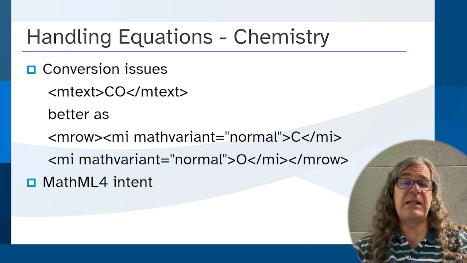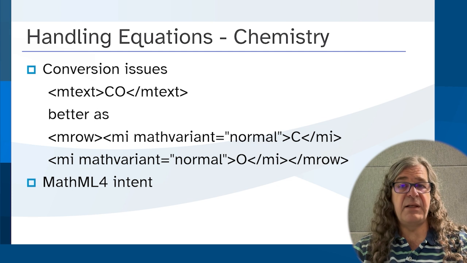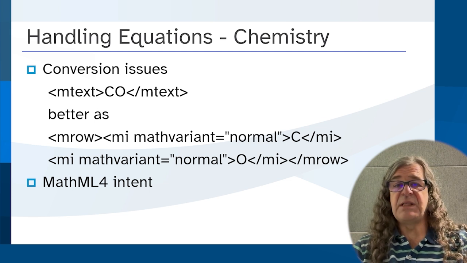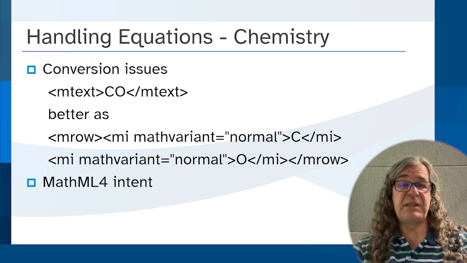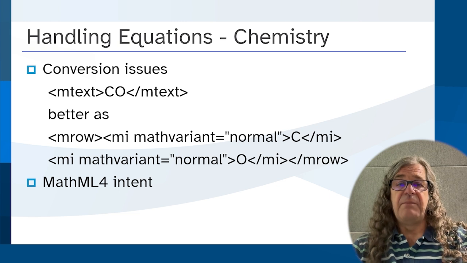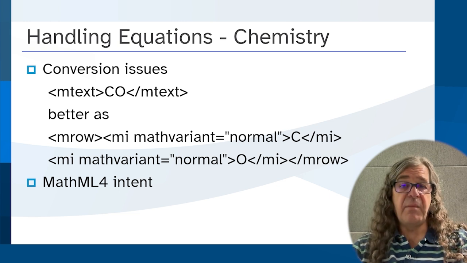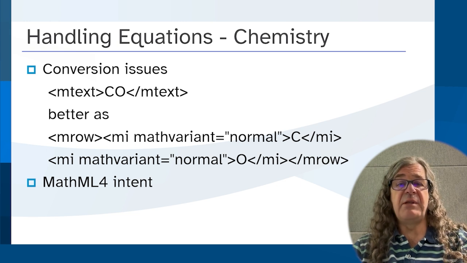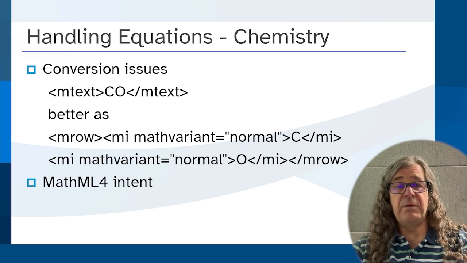Here we have the text CO for carbon monoxide. Most of the conversion systems will change this into two variables, C and O. In MathML, we consider it best to reset the C and O to MIs, and then use local formatting to make them Roman. Then group them together in an M row, since these elements travel together as a molecule.